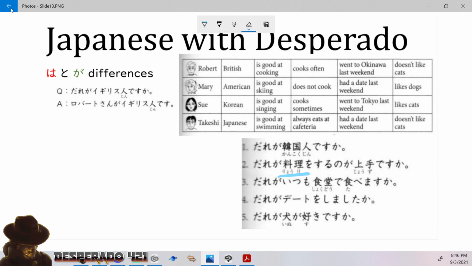So, eating something. Oh wait, this is the cafeteria one, isn't it? Very good. Now, if we look here, you have this character here for eat, and you also have this character here for eat, but they have a different reading. One has an onyomi and the other has the kunyomi. But it's the same character.